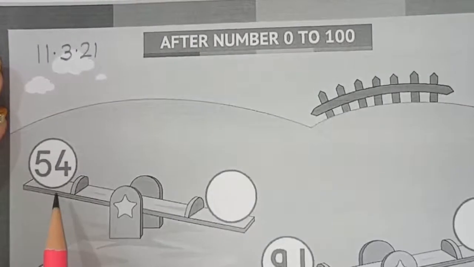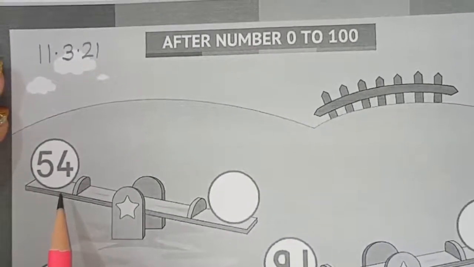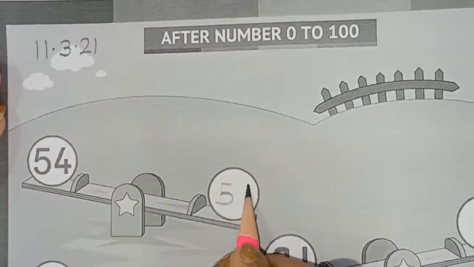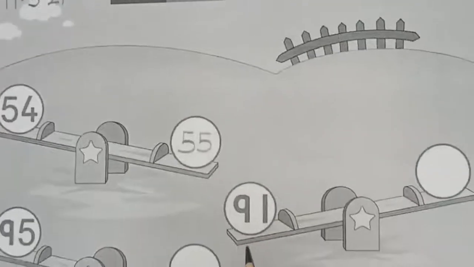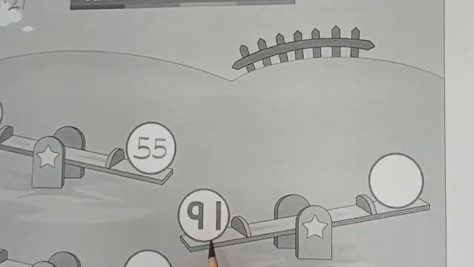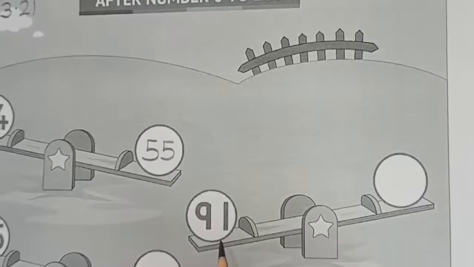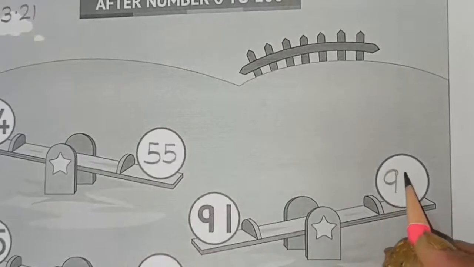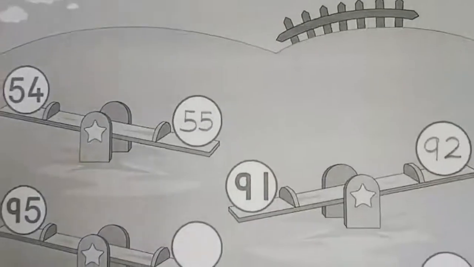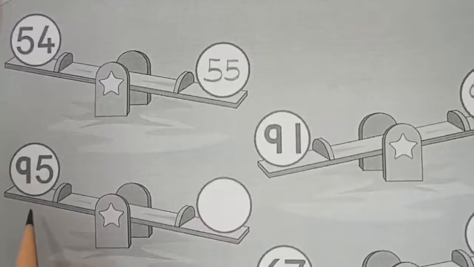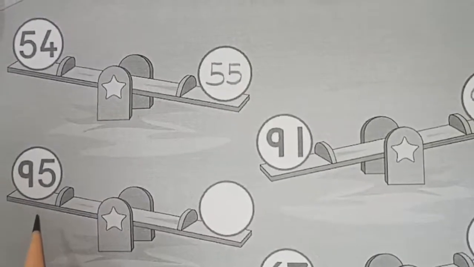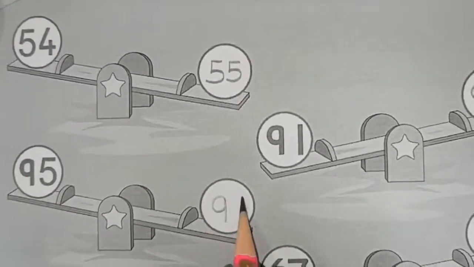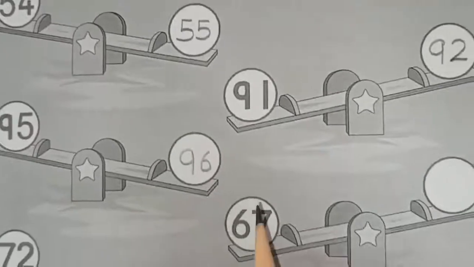Here, the number is 54. What comes after 54? Yes, it's 55. Now, next number. Which number is this? It's 91. What comes after 91? Yes, it's 92. Now, next number. It is 95. So, what comes after 95? 96. So, 96 is after number.